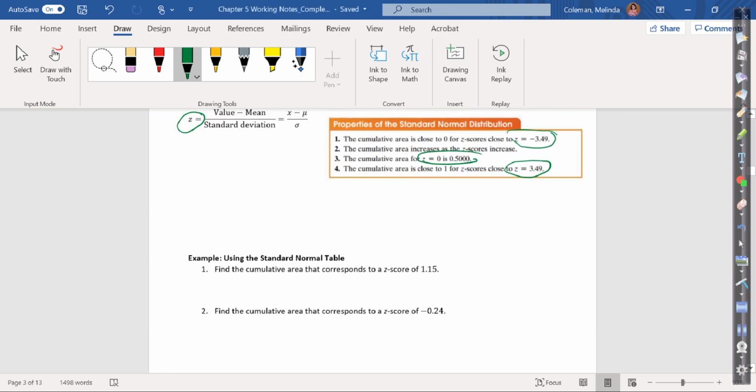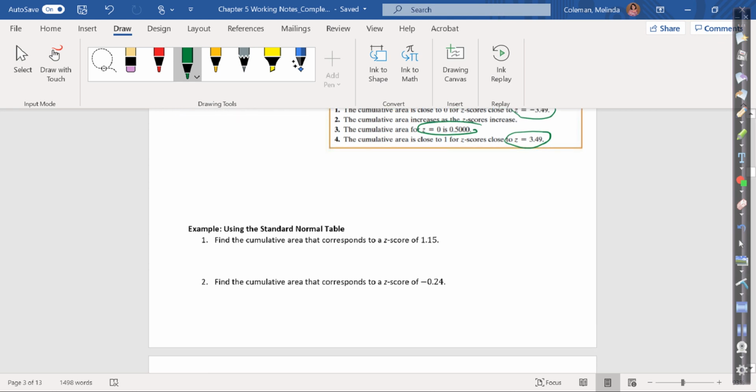So there are a couple of ways then that we can find these z-scores, but before we can do that, we need to also see how to calculate this without a calculator, how to sort of put all these pieces together.